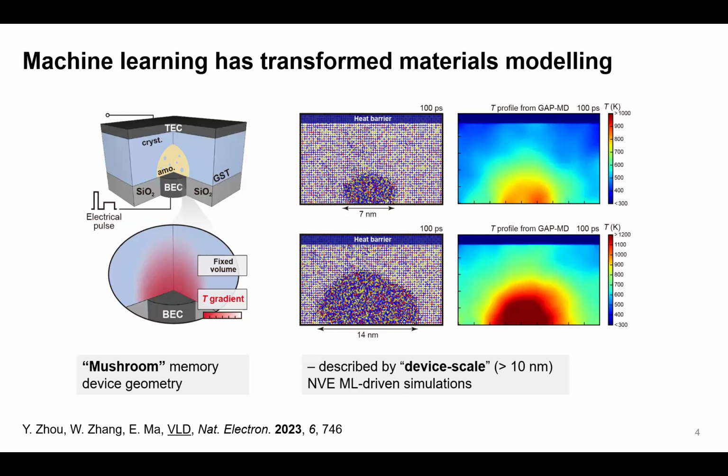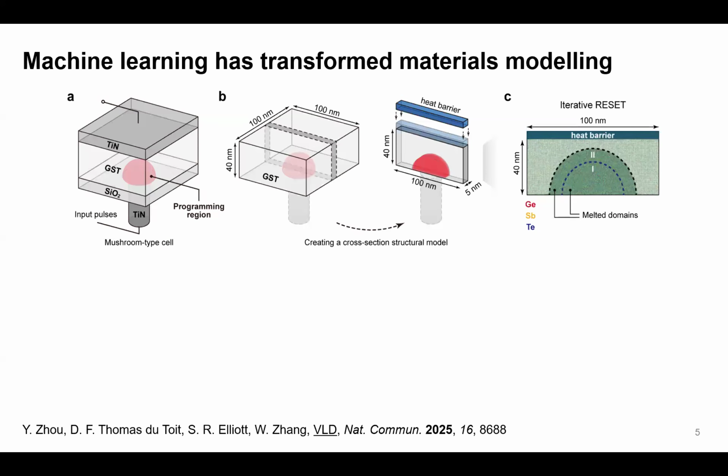So we refer to this as device scale modeling, which means that you're looking at the length scales that are relevant to real devices. And then over the last years, of course, there's been many advances in how to run these simulations efficiently with even faster machine learning potential. So this is a recent example using a specific type of potential that is very fast to evaluate. So you see these sketches here of this, again, a mushroom type cell now going 100 nanometers across, which if you come from an atomistic simulation background, you think this is quite a large system to describe.